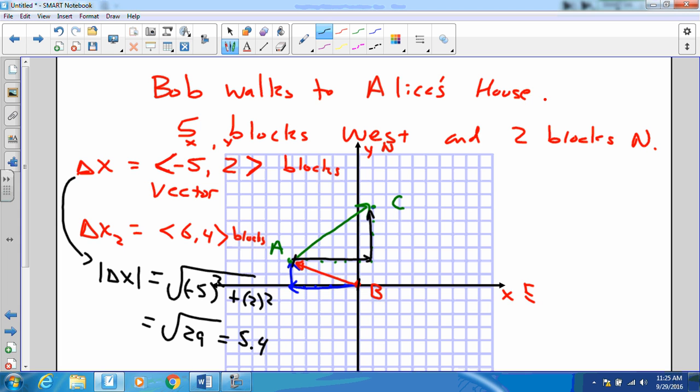Okay. What units would that be? Well, the magnitude is the length of this thing, and what is the scale that I'm using? Blocks? That's right. So this would be 5.4 blocks. All right. I'd like for you guys to all find the magnitude of delta x2. Go.